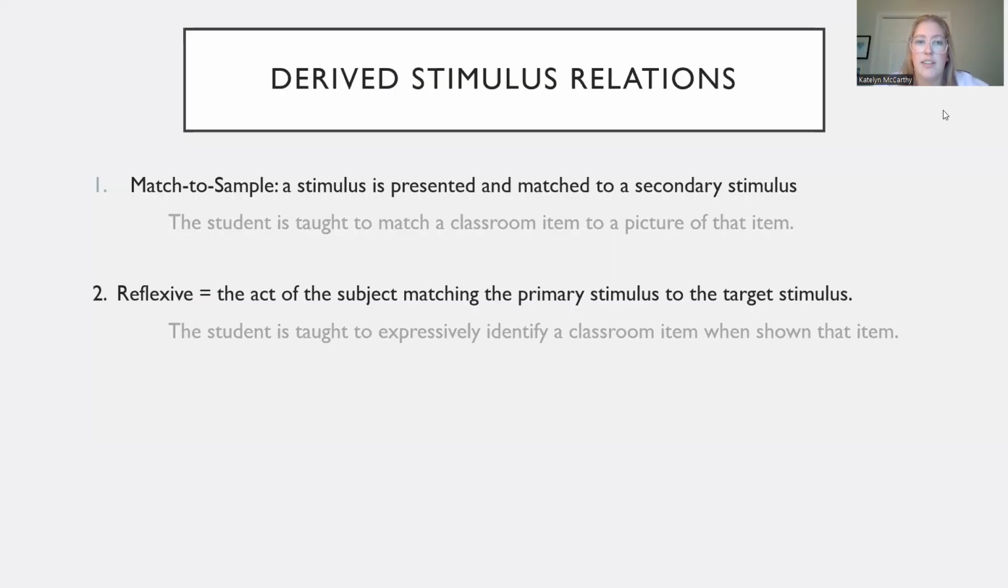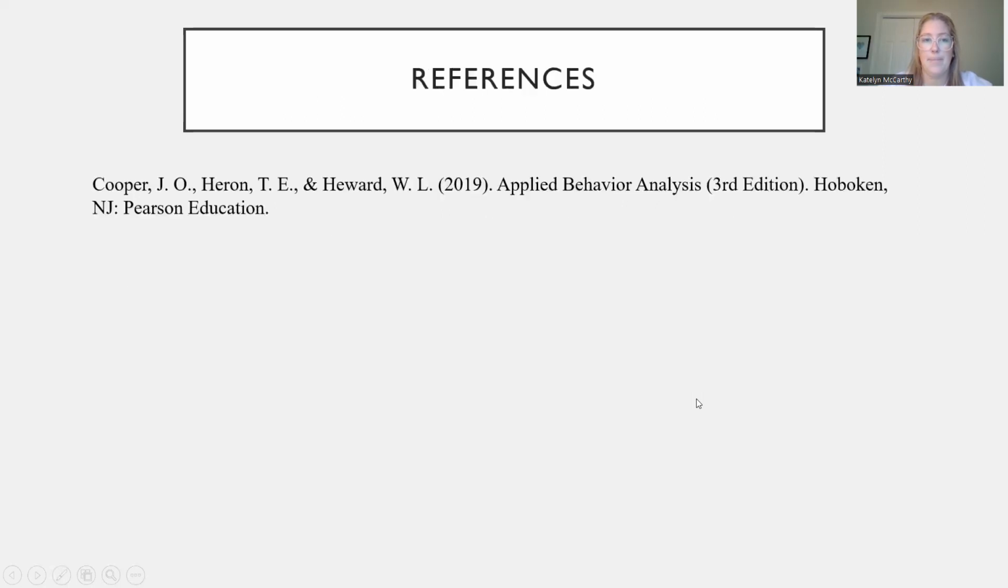The derived stimulus relations present in this procedure are a match to sample, where a stimulus is presented and matched to a secondary stimulus, as well as reflexive, which is the act of the subject matching the primary stimulus to the target stimulus. This part happens when he's shown the pencil and he says pencil. And being able to do that spontaneously is our end goal for right now. And that is it.